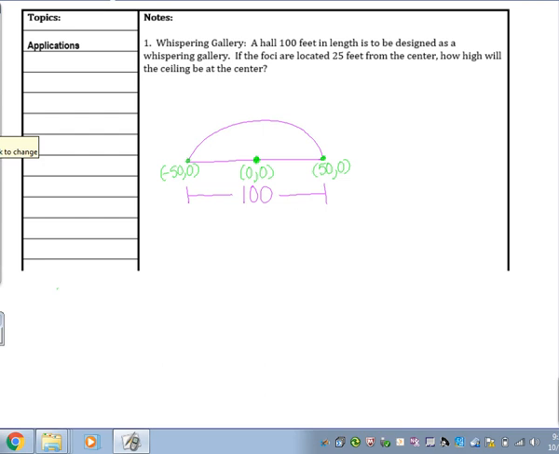Okay, and then the foci are located 25 feet from the center. So again, if we're at 0, 0, my center, and the foci are located 25 feet from that, I would have negative 25, 0, and also 25, 0. And then it's asking us, how high will the ceiling be at the center? So that is the distance here. Here's the center, and I'm trying to figure that out from the center directly up.